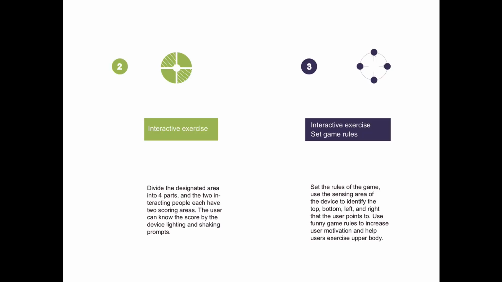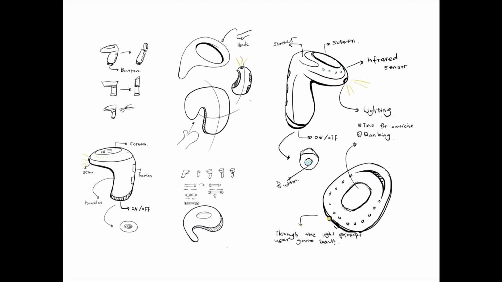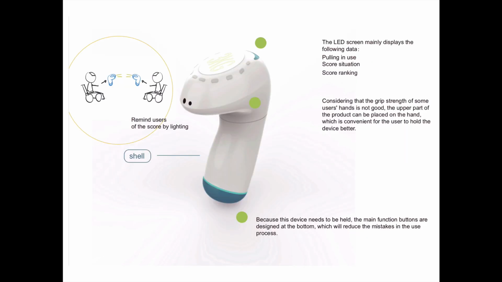First, I want to design a fitness belt. When they want to interact with others, they can interact with the device directly, and they can also interact with others in some game rules. Here is my sketch of the device. The device is designed to be easy to hold. The user can easily see the LED screen and get a score and the instruction of the exercise.